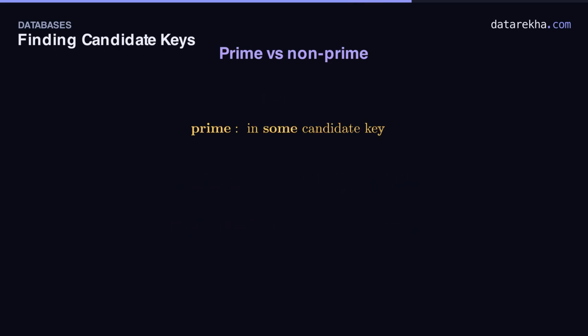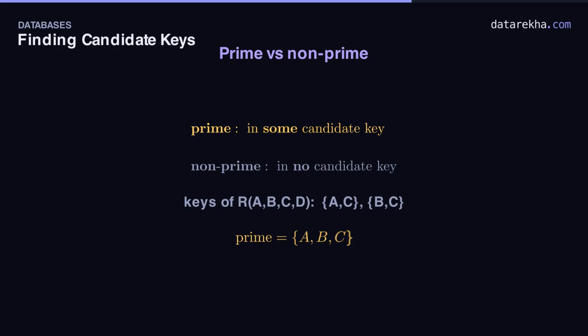Once the keys are in hand, we label the attributes one final way. A label the next lesson leans on heavily. Take our second relation, whose keys were A, C and B, C. A, B, and C each belong to at least one key. So all 3 are prime. D belongs to no key. So D is the lone non-prime attribute. Prime versus non-prime is precisely the language normalization speaks. The rules that decide whether a schema is well-designed are stated entirely in terms of which attributes are prime. So getting the candidate keys right is what makes that whole classification trustworthy.